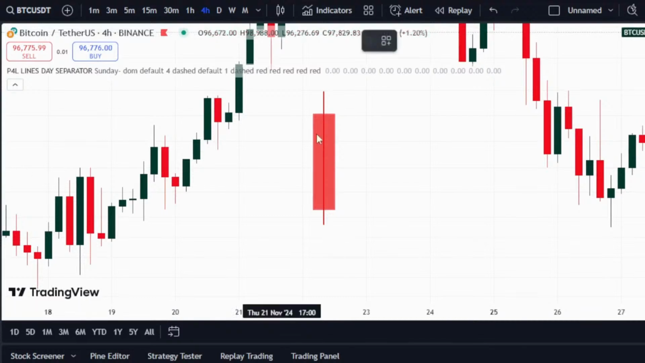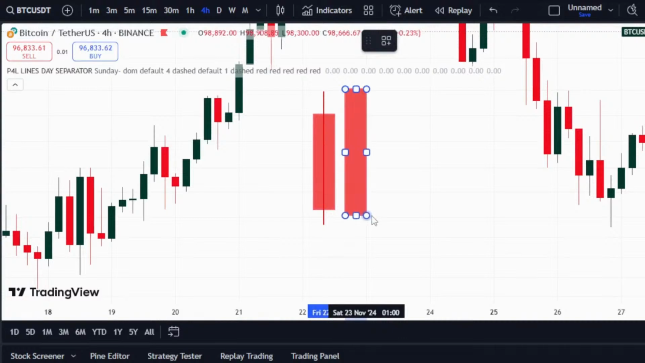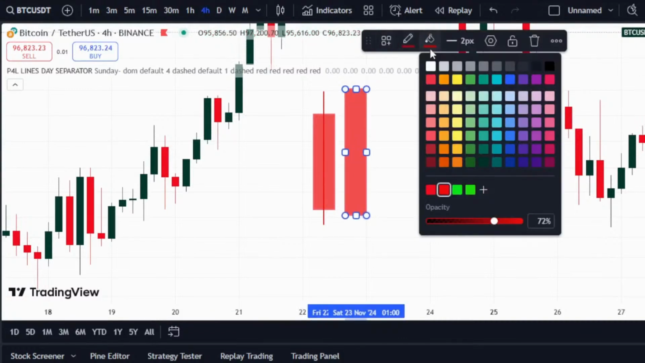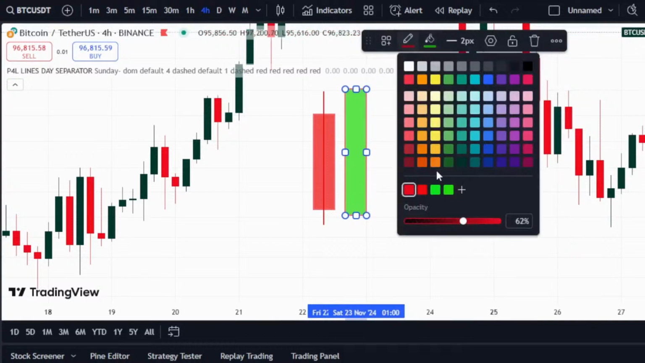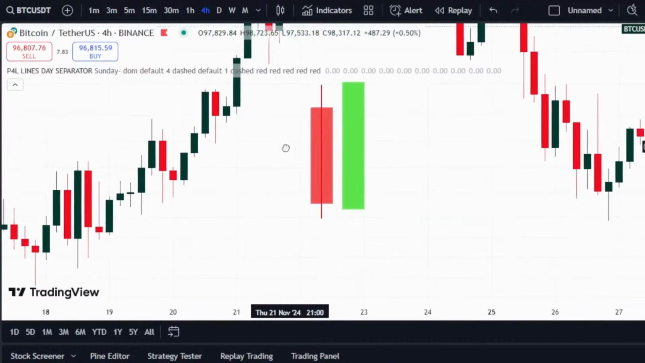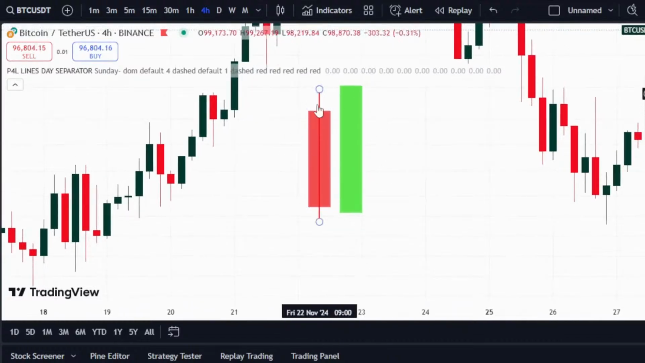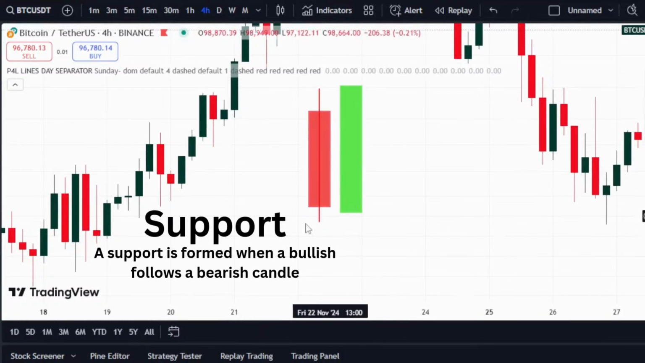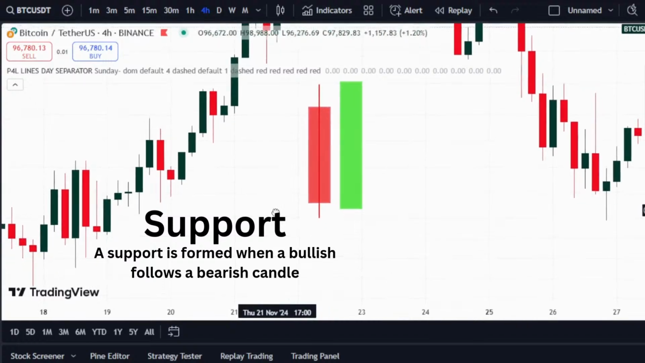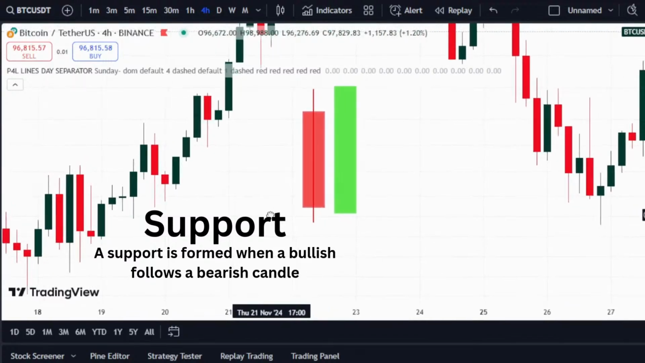Then immediately you now have a bullish candle, depending on your preference. So you have a bear candle that is followed by a green candle. What you have here is a support. That is how support is formed. There is a bear candle followed by a bullish candle, so automatically a support is formed.